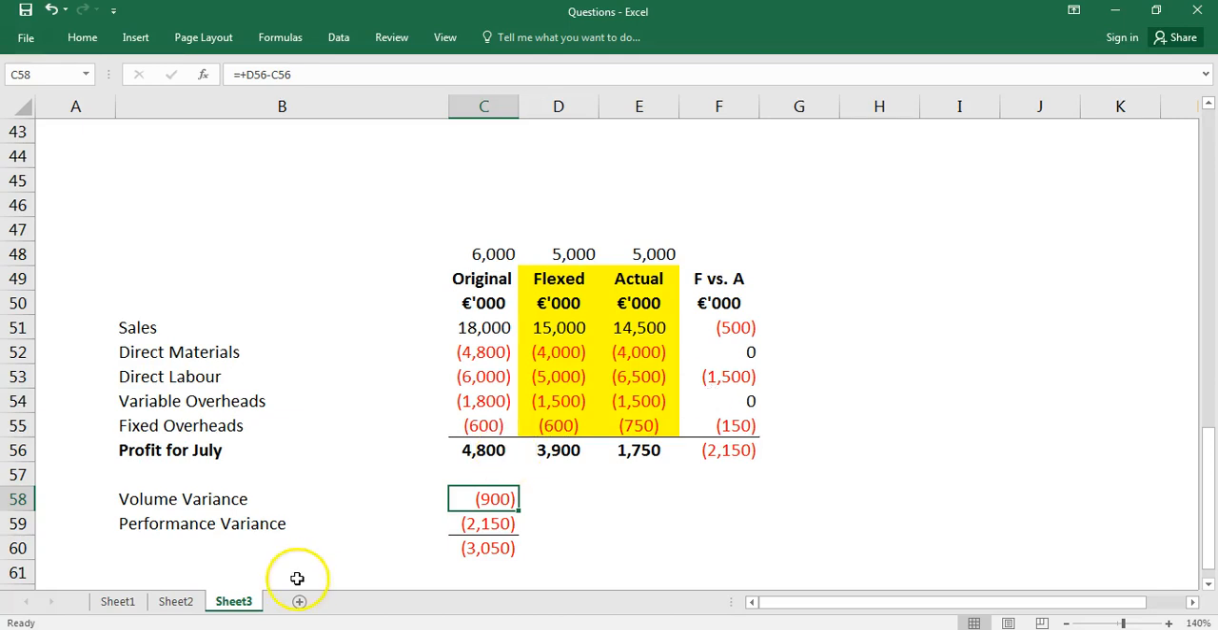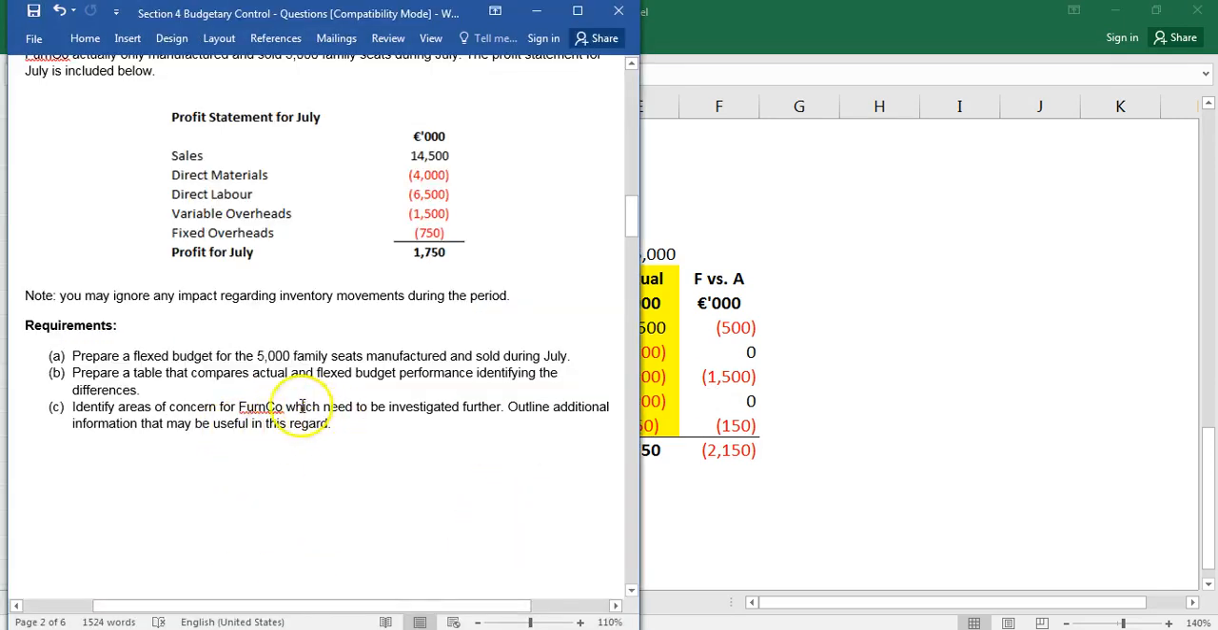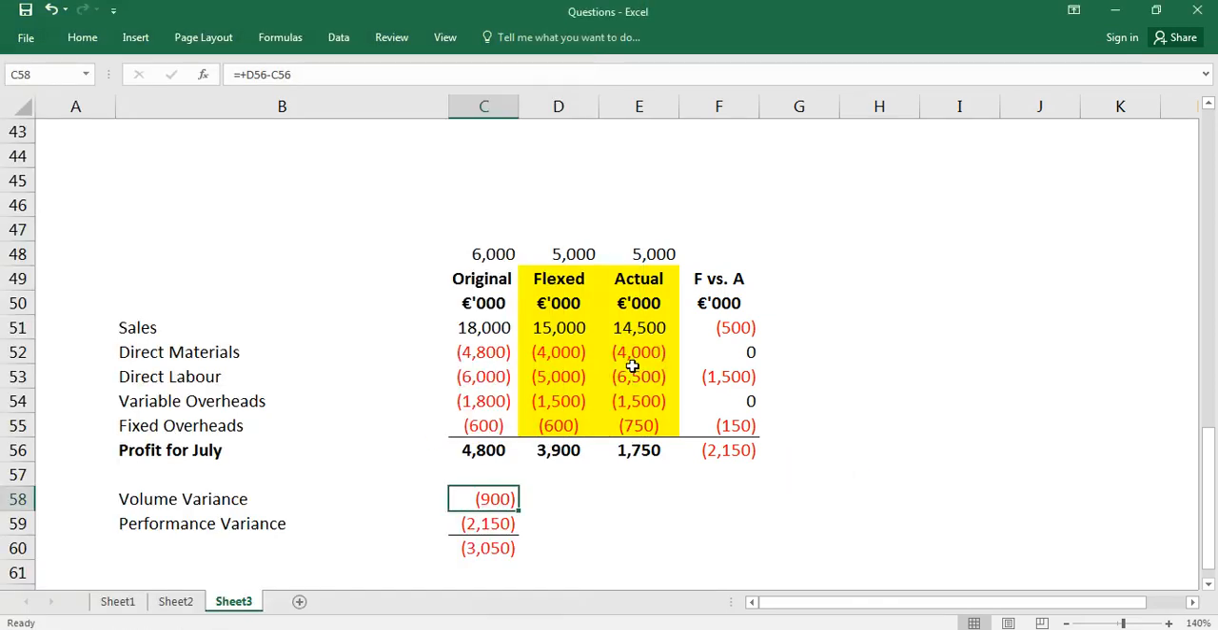So if we're looking at part C of this question, identify areas of concern, we've identified what other information. Well, you may want to figure out how many labour hours were worked? So was that over or under, or was it to do with the rate? So was it the rate of labour that was paid? Maybe there was a new dispute, or maybe there was absenteeism, and that's causing this.